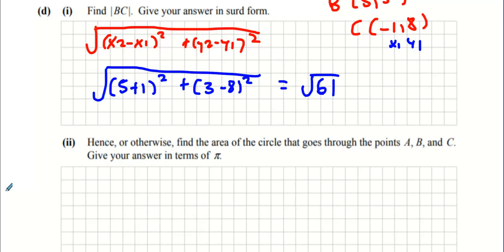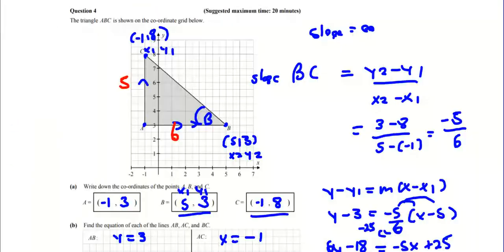Hence, otherwise, find the area of a circle that goes through the points A, B, and C. Give your answer in terms of pi. Oh, I see what they tried there. So, if you go to the midpoint of B and C, I think we know what they're doing here. You go to the midpoint of B and C here. And you don't have to draw this, by the way, I'm just using this as a visual tool to help you. If I draw a line like this, there you go.